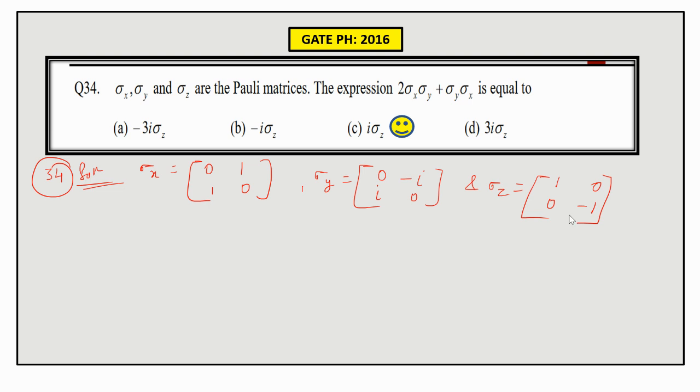So you just put these values in the expression and tell me what the answer is, all of you. Once you are aware of the values of these matrices, sigma x, sigma y, sigma z, then this question is very easy. So just try to put it.